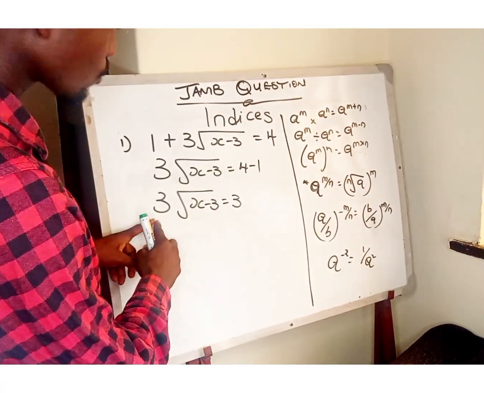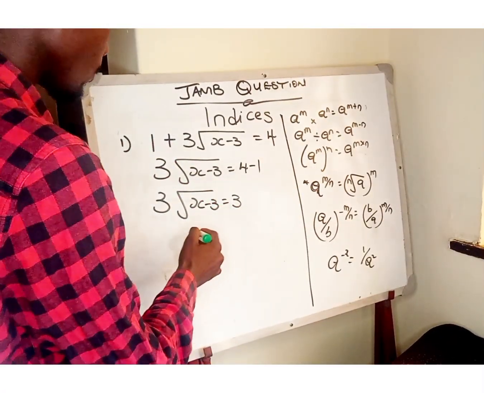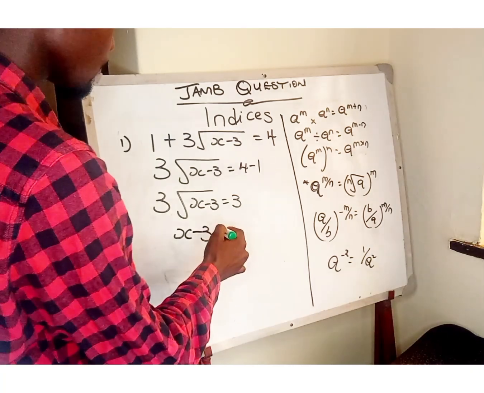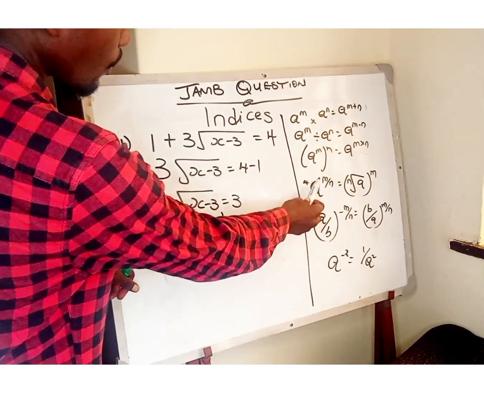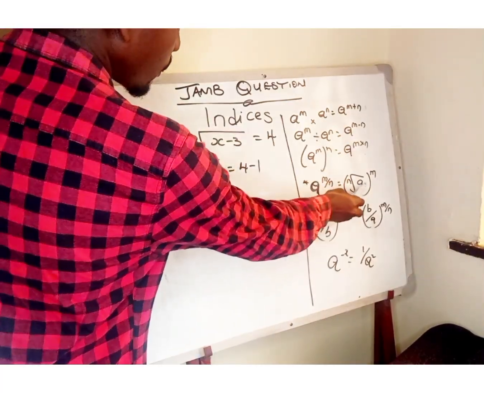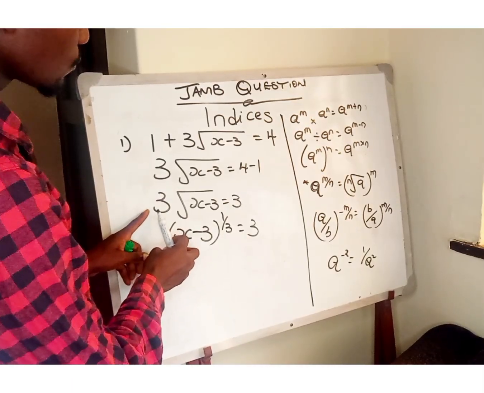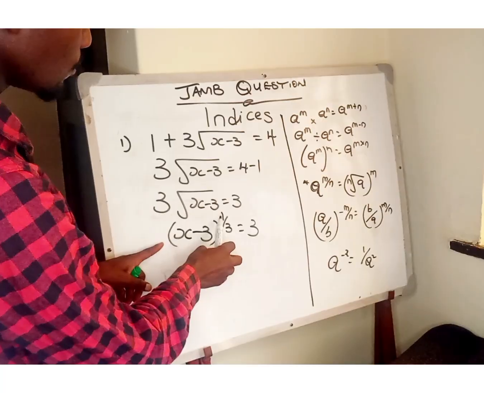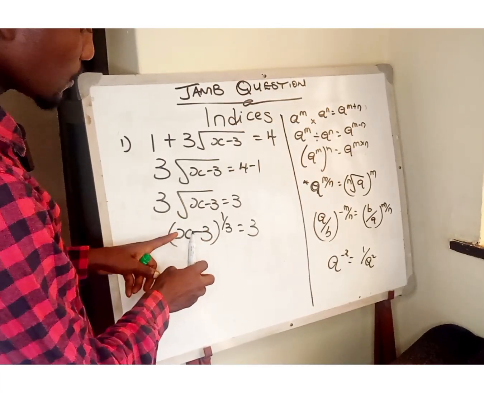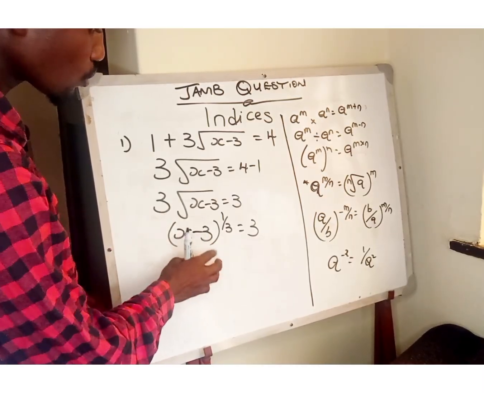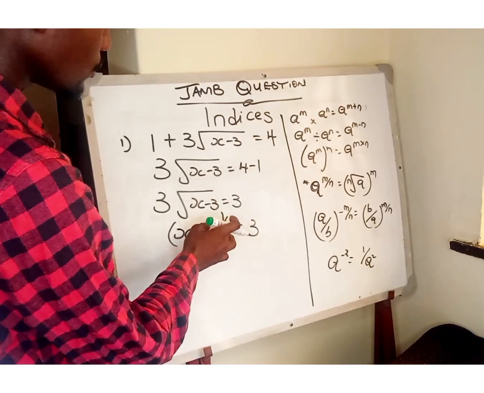So from here, let's reverse this cube root using this rule here, and that will become (x minus 3) raised to power 1 over 3 equals 3. You can recall that if you have a raised to power m over n, it will become the nth root of a raised to power m. That's the rule I applied here. So I just reversed this cube root. It became 1 over 3. Also, this becomes this, and this also becomes this. But depending on the situation at hand, the situation requires that we reverse it backwards like this.